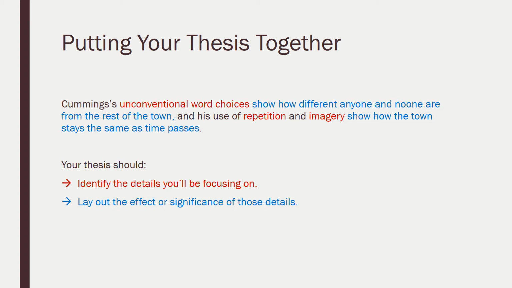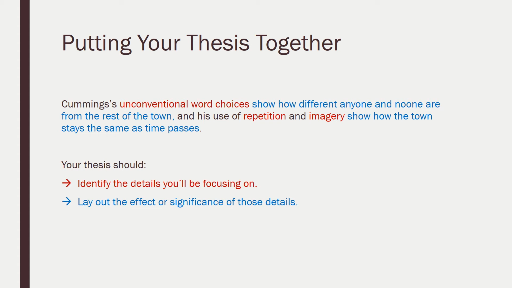I'll be focusing on, unconventional word choice, repetition, and imagery, and it lays out the effect or significance of those details. In this case, the word choices show how different anyone and no one are from the rest of the town, and the repetition and imagery emphasize how the town stays the same even as time passes.